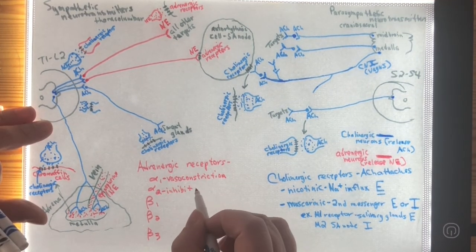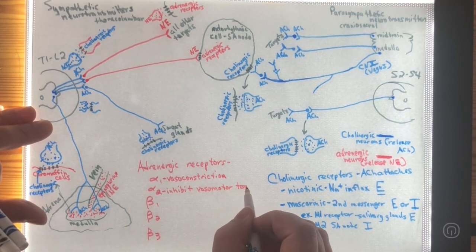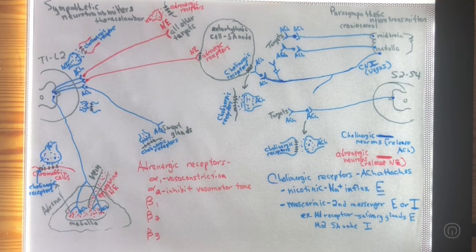Alpha 2 receptors are also found on the blood vessels, and they actually tend to inhibit the same thing we were just talking about. So alpha 1 receptors tend to cause vasomotor tone, which is where they kind of tighten up the blood vessels, kind of cause a little bit of a squeeze on them. Whereas alpha 2 receptors will actually cause the vasomotor tone to be relaxed a little bit.